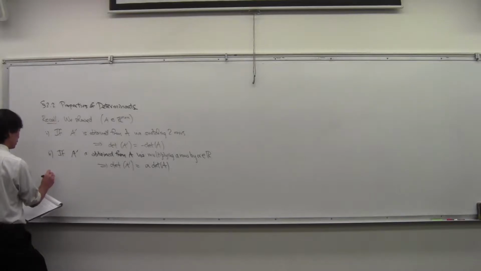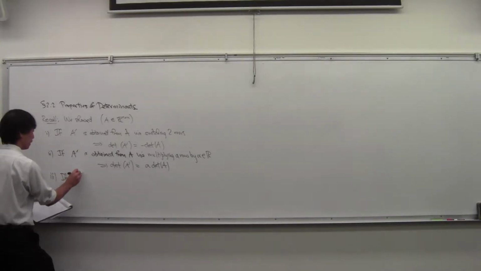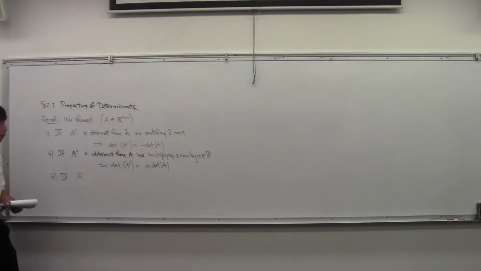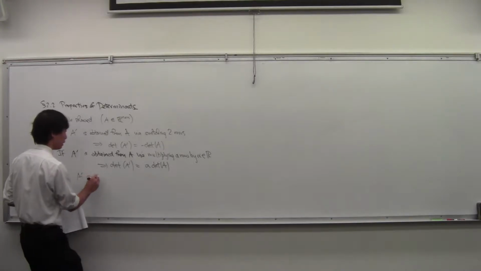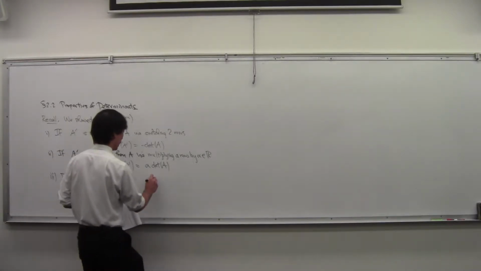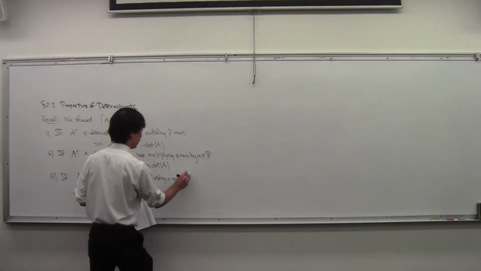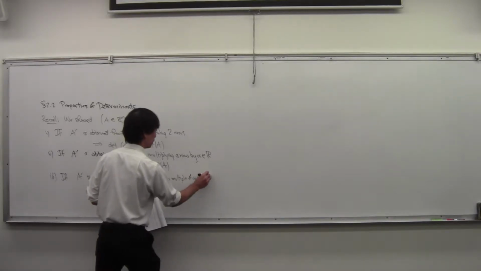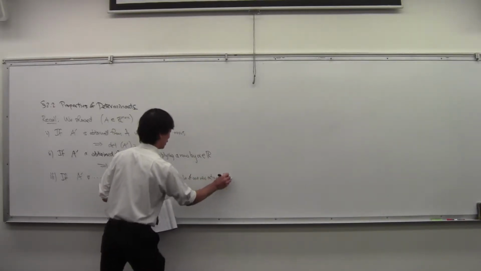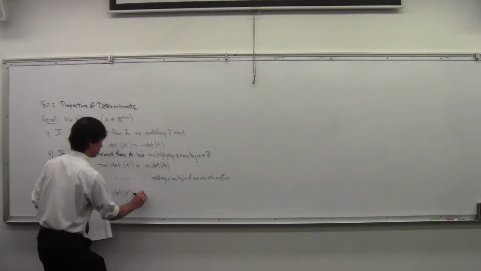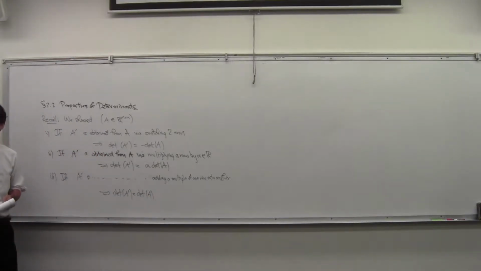And what I said we were going to do today was the last elementary row operation. So these first two were elementary row operations, so there's one row operation left. If A prime is obtained from A by adding a multiple of one row onto another, then the determinant doesn't change. The determinant is the same. Okay, so that's where we were.